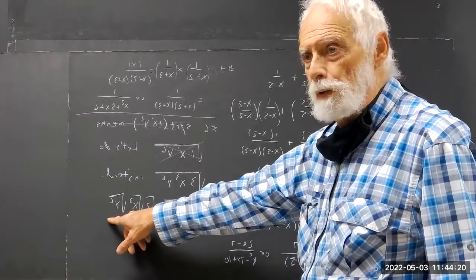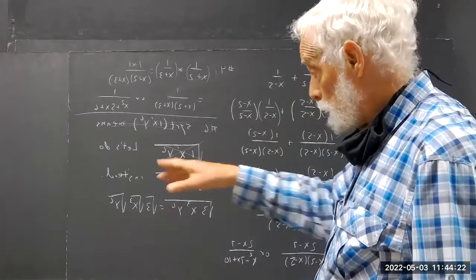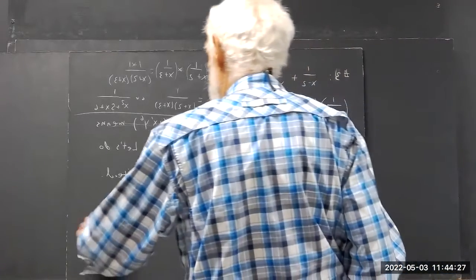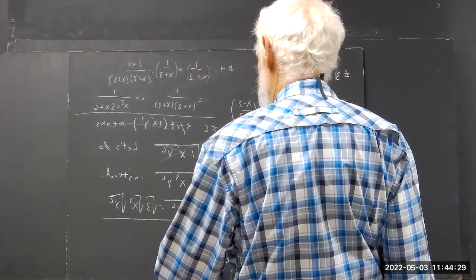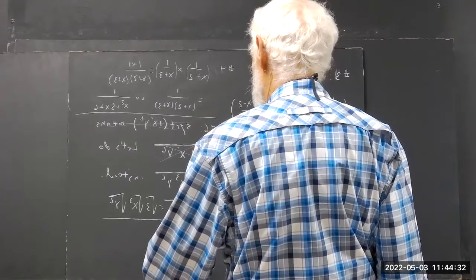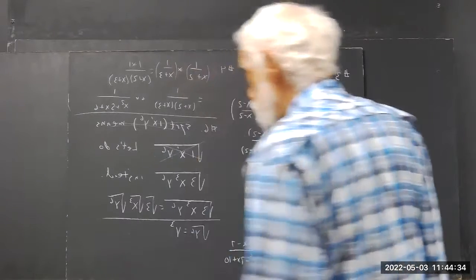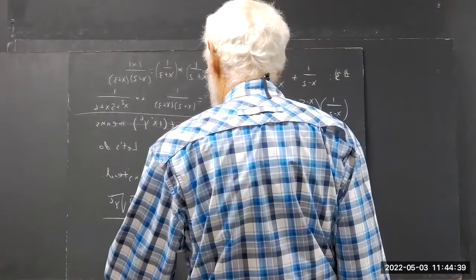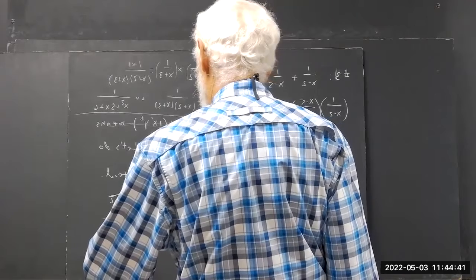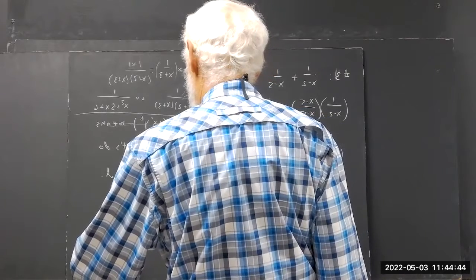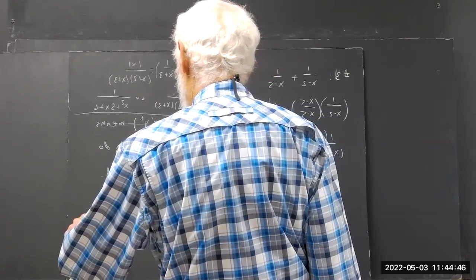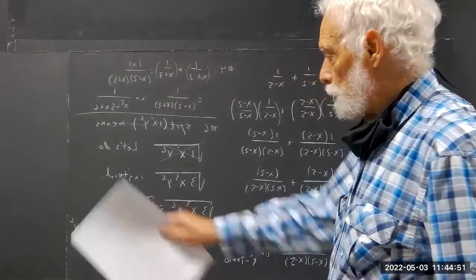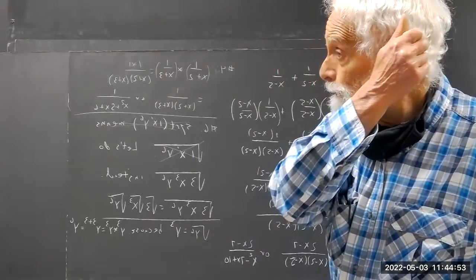Now, the square root of y to the 6th. Let's look at that first, and then we'll look at the square root of x cubed. The square root of y to the 6th is y cubed, because y cubed is y to the 3 plus 3, which is y to the 6th.